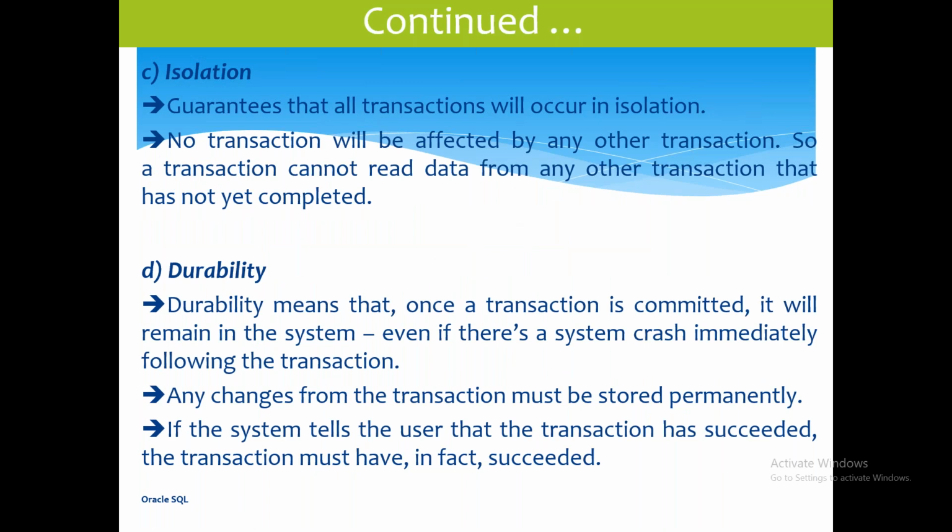Okay, so what is isolation? This is another property of a database. It will guarantee that all transactions will occur in isolation. No transaction will be affected by any other transaction.